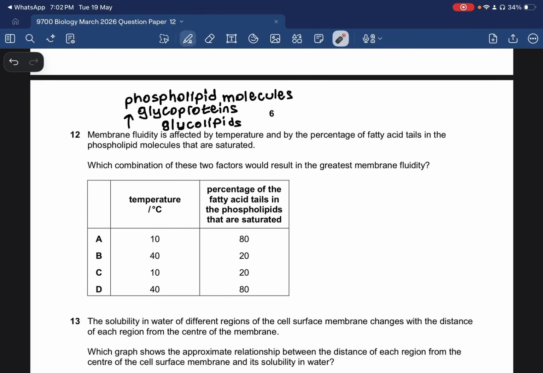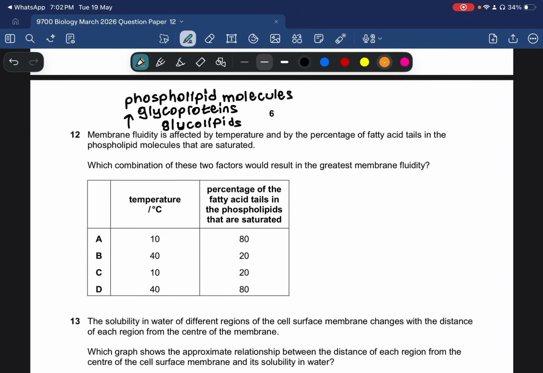Now, this fluidity can be affected by a number of factors. You know this. This can be temperature. Basically, the higher the temperature, the more fluid the membrane is. Why is that? Think about it. If you increase the temperature, what's going to happen to the kinetic energy of the phospholipid molecules, glycoproteins, and glycolipids? They're going to have more kinetic energy, so they're going to move faster. The membrane is going to be more fluid. They're going to have more fluidity. So temperature, you could say, is directly proportional to fluidity.